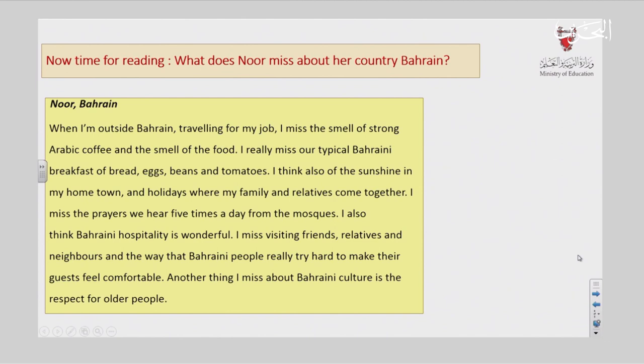I miss the prayers we have 5 times a day from the mosques. I also think Bahraini hospitality is wonderful. I miss visiting friends, relatives and neighbors and the way that Bahraini people really try hard to make their guests feel comfortable. Another thing I miss about Bahraini culture is the respect for older people.